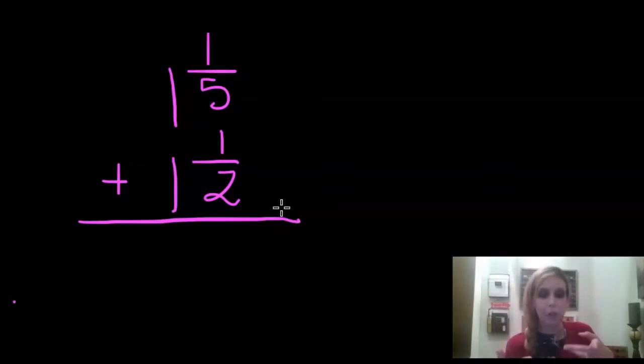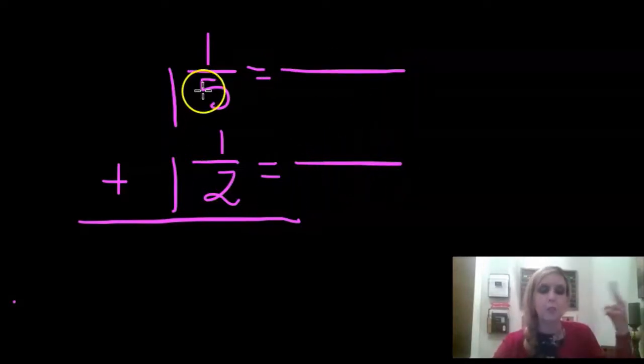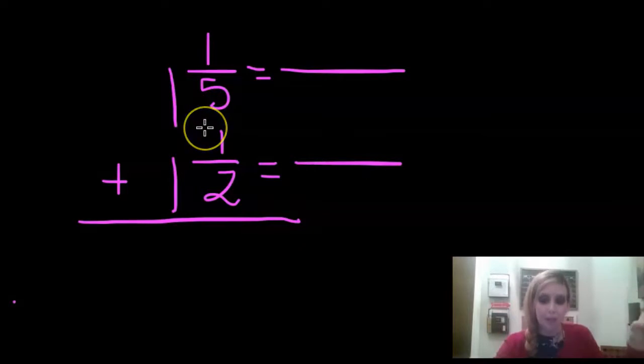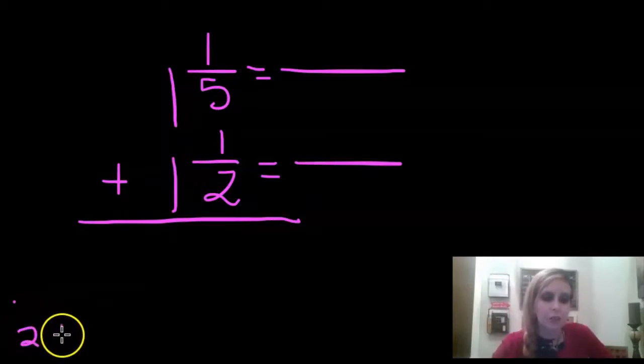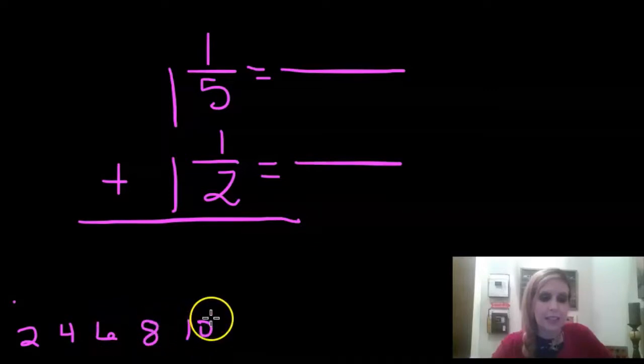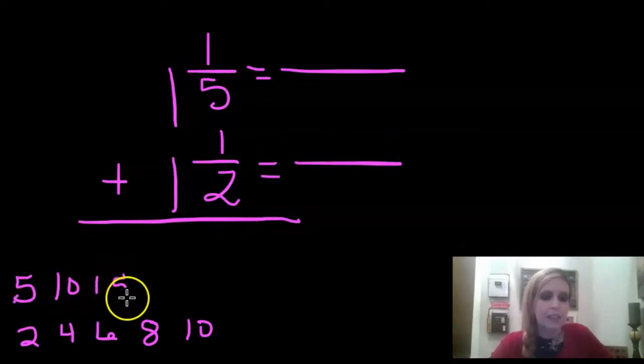And remember, when I'm adding or subtracting fractions, I must have like denominators. So first thing I'm going to do here is the multiples of 2 and the multiples of 5 to find my least common multiple, which is also known as the least common denominator. Okay, so let's do that. We've got 2, 4, 6, 8, 10. Those are the multiples of 2. Now let's do the multiples of 5. We've got 5, 10, 15, 20, 25.